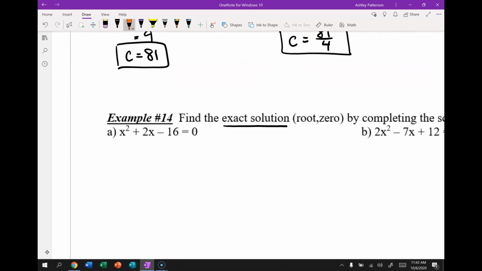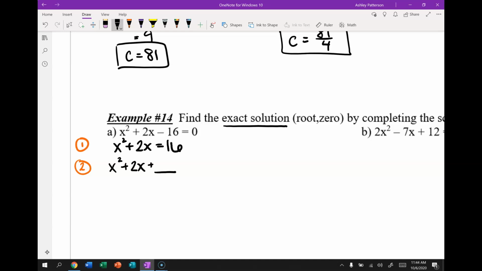All right, first thing I need to do is move the c value to the other side. We're solving. I'm going to move the c value. So I get x squared plus 2x is equal to 16. This, I know, it's not equal to 0, Patterson, but I'm not trying to factor. So it's okay. I'm using completing the square. So step 1, move the c value. Step 2, make a perfect square trinomial.